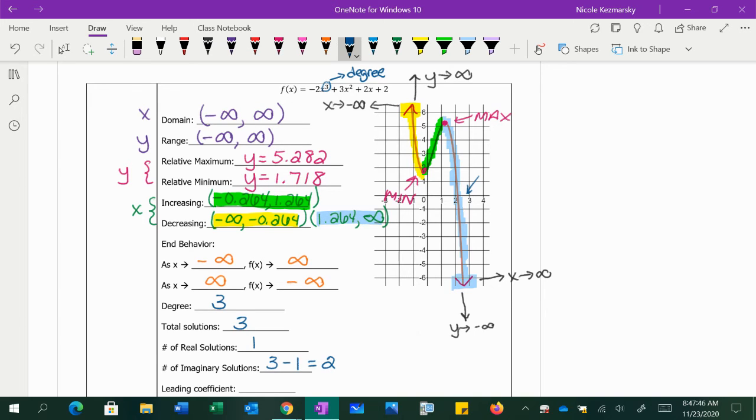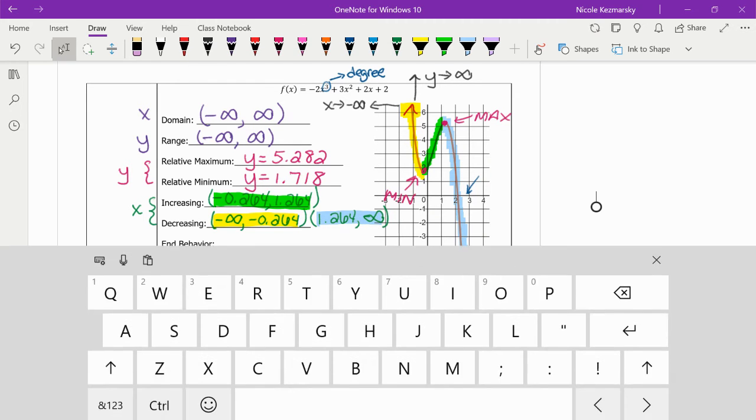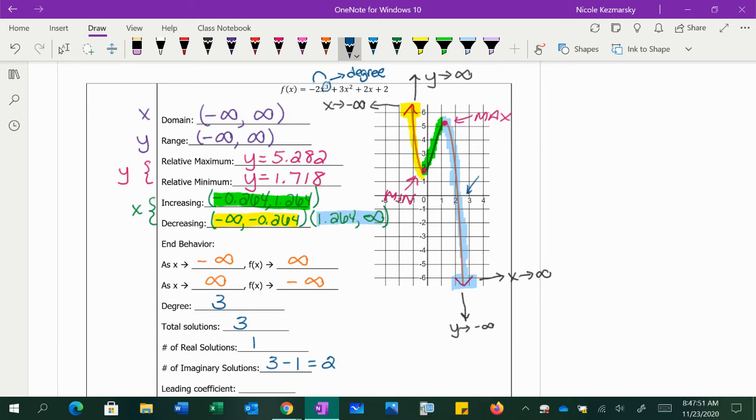And then the leading coefficient, if I go back up and look at the degree, I'm going to look at the number in front of the x, which in this case is negative 2.